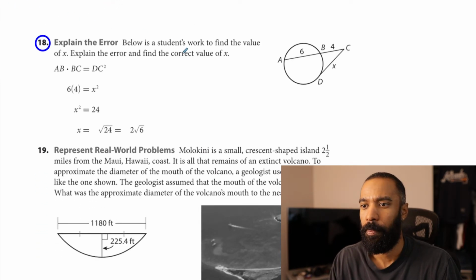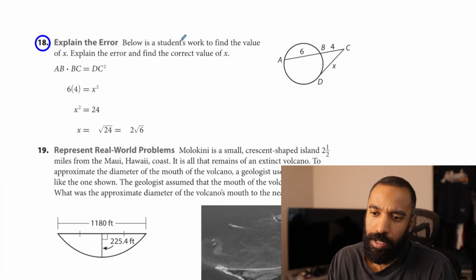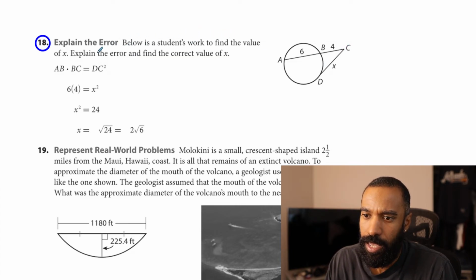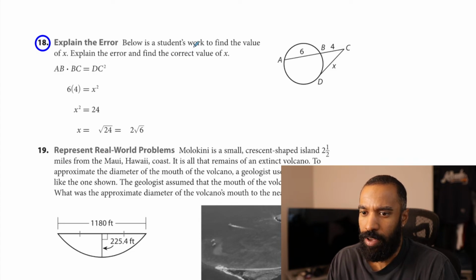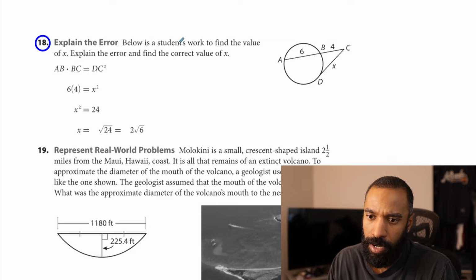All right, 2 more problems. Explain the error. Below is the student's work to find the value of x. Explain the error and find the correct value of x. All right, they do AB times BC. Okay, well, here's the problem already. AB times BC, no, we got to do outside.